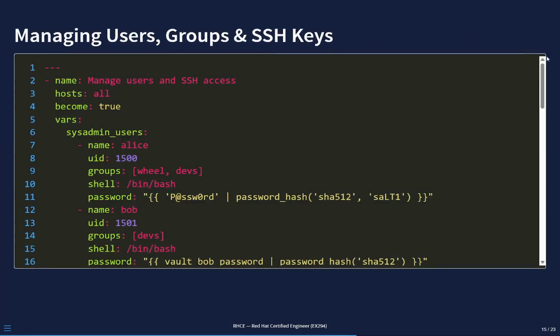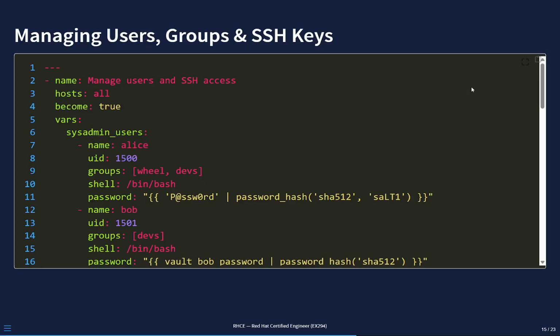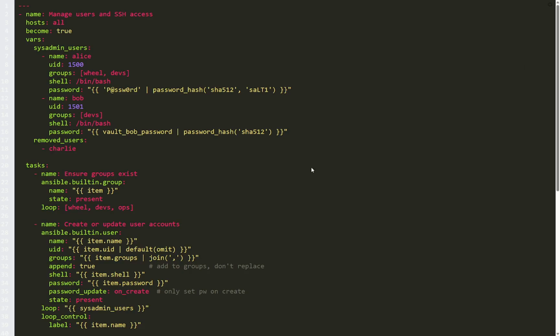Next, let's walk through a complete production quality user management playbook. This is a common exam task and it combines several modules. Start with the group module to ensure groups exist before creating users that reference them. The loop over wheel, devs, ops creates all three groups in one task.